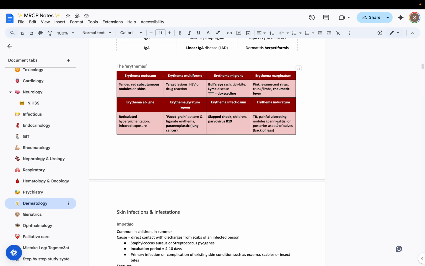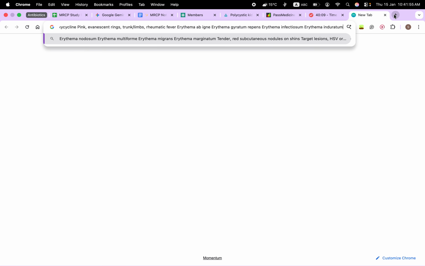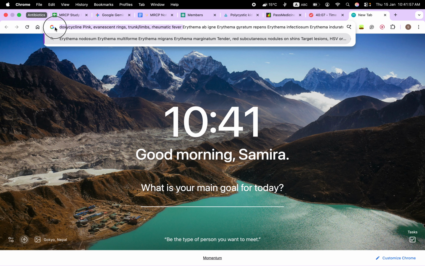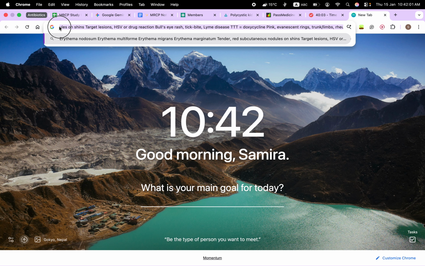Now let's look at the erythemas. Now this one actually came in the previous exam, and I got it wrong because there's a lot of erythemas. So I don't know. I feel like I want to Google this and just see what Google's going to do with it, because I would love a picture of all of these next to each other.